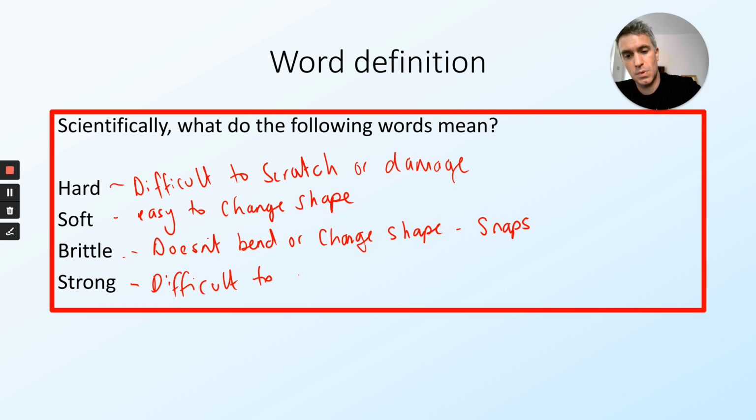We'll say break or change shape. So it's not very easy to stretch, it's not very easy to change shape, and it can be very difficult to break. Important words that you need to know.